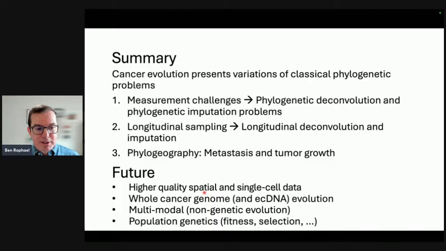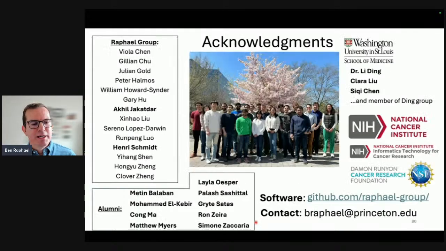And for the future, much higher quality data is coming, especially spatial data, doing whole genome sequencing of single cells, and looking at non-genetic evolution. You'll actually see this, I think, in the next talk by Trevor Graham next month. And then going from phylogeny to more population genetics models, which are all sort of happening now and I think coming more in the future.